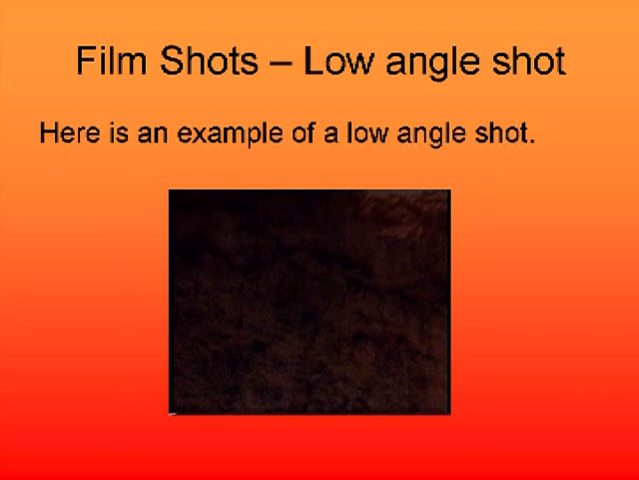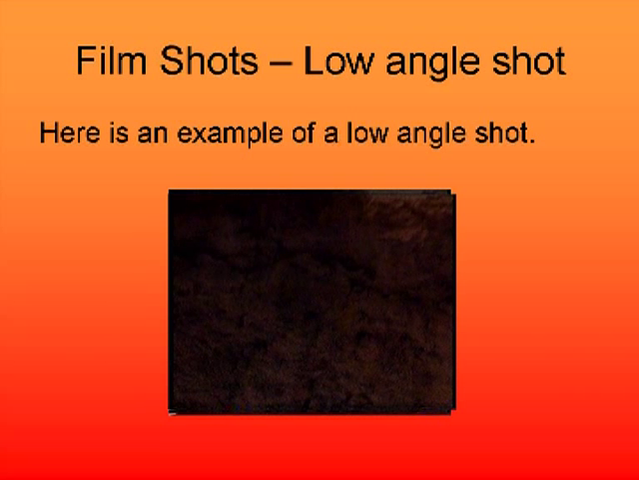The diagram below shows how the camera is set up in relation to the scene to record a low-angle shot. Here is an example of a low-angle shot.